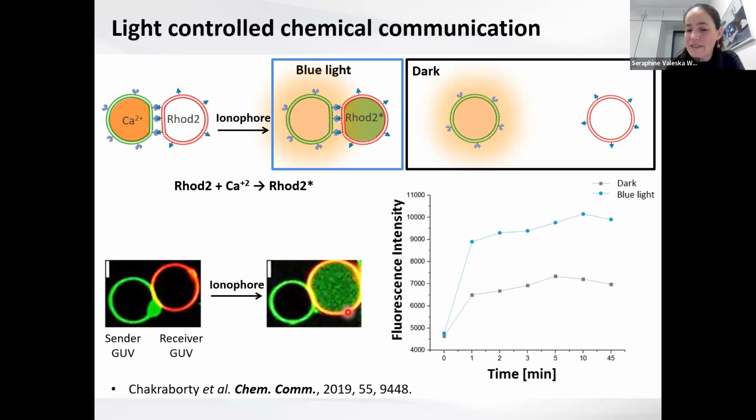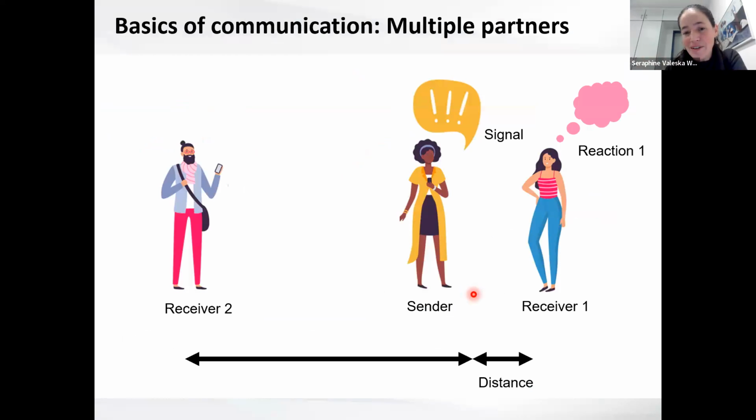And here we can see the experimental result. You can appreciate that under blue light, there's a much higher signal from the receiver cells than in the dark. So we are able to control the communication efficiency using light. So this is the scenario if you have just one sender and one receiver, but in cells, the story is usually more complex, and there can be one sender but multiple receivers.